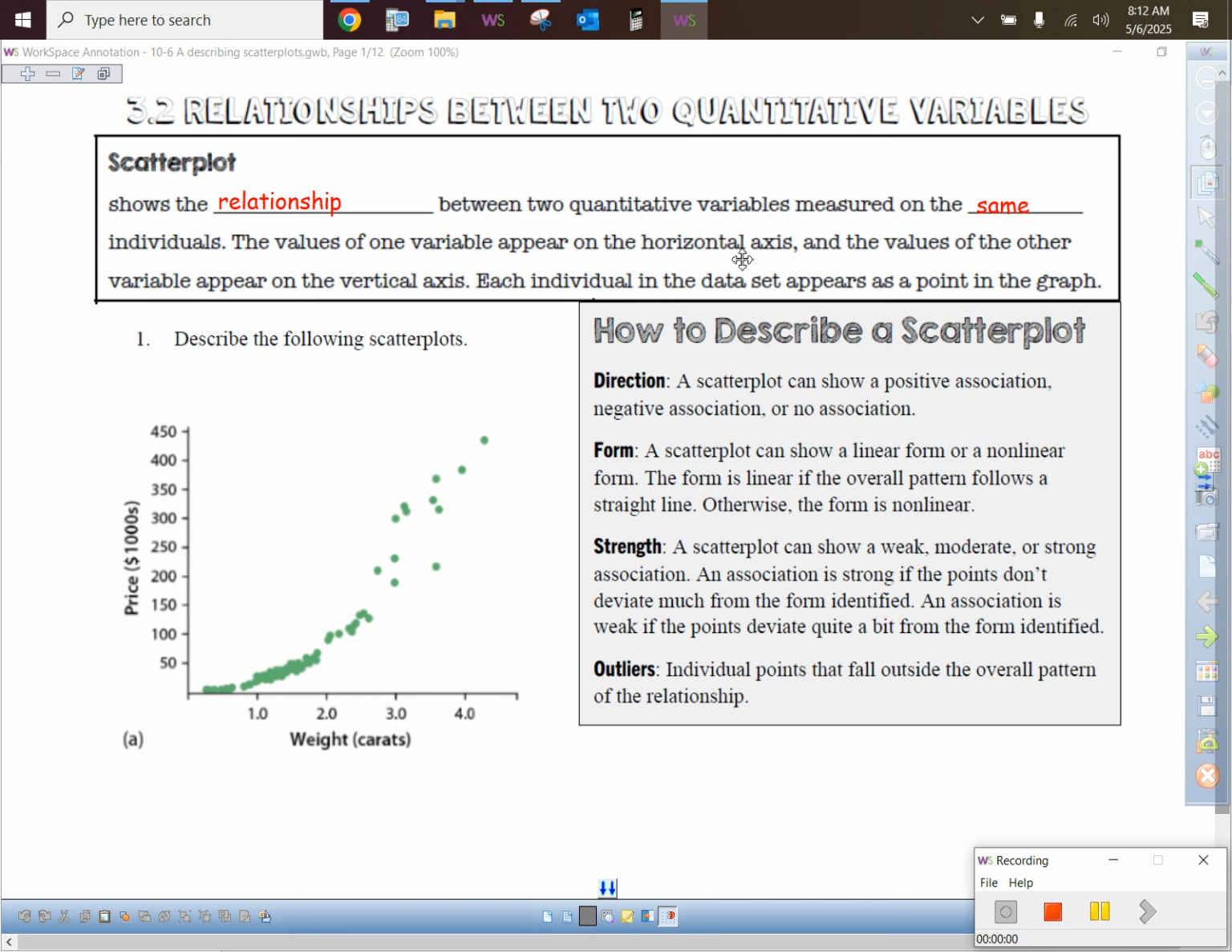One is on the horizontal x-axis, and the other one's on the y-axis in that situation. But each individual data set appears as a point on the graph. So what we're going to do today is describe them. And the way we describe a scatter plot is four things: the direction of it, the form, the strength, and if there's any outliers. So the direction, it can either be positive or negative.